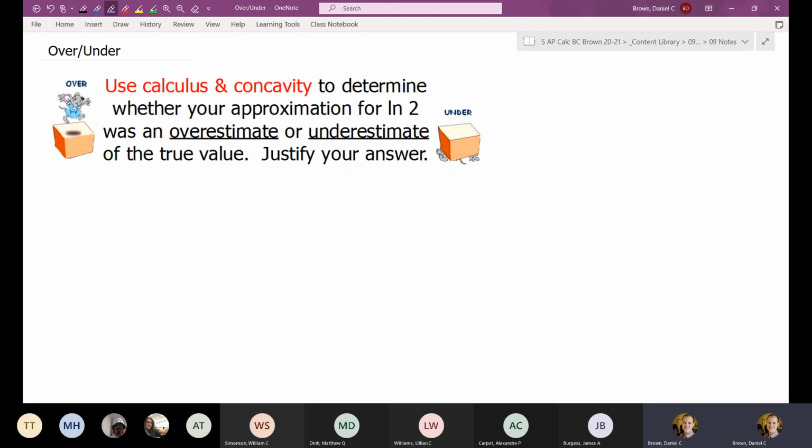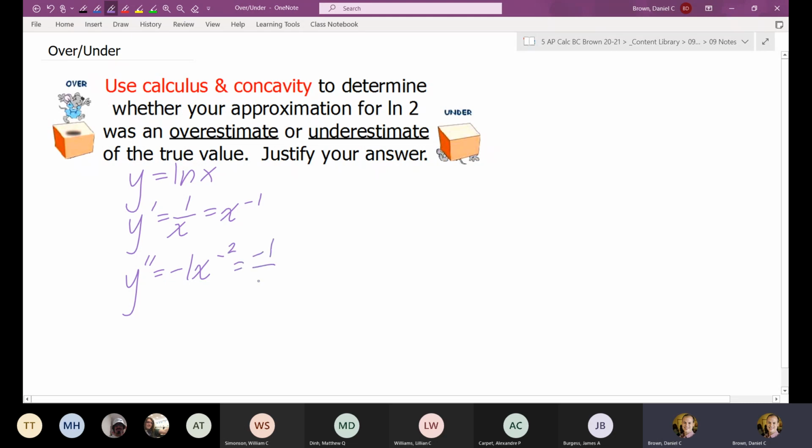So again, if we're looking at the natural log of x, that's the function that we were approximating. We already said what y prime was. That's just 1 over x, or x to the negative first power. And then y double prime is negative 1 x to the negative 2, which is negative 1 over x squared. If your second derivative is negative 1 over x squared, what can we say about it? What is it always going to be?